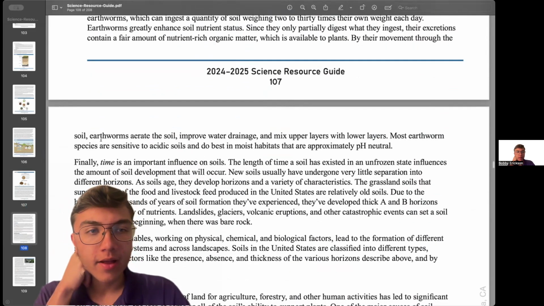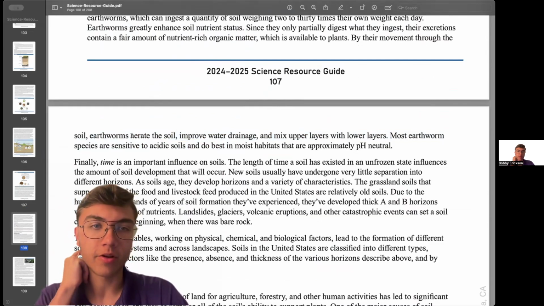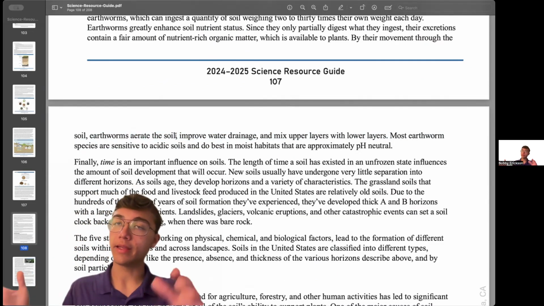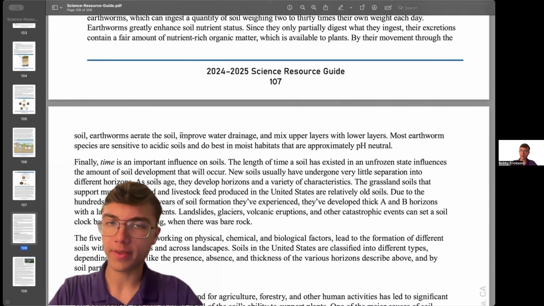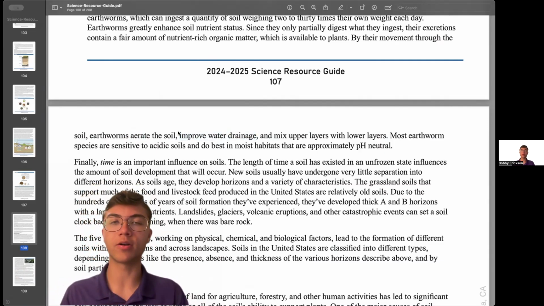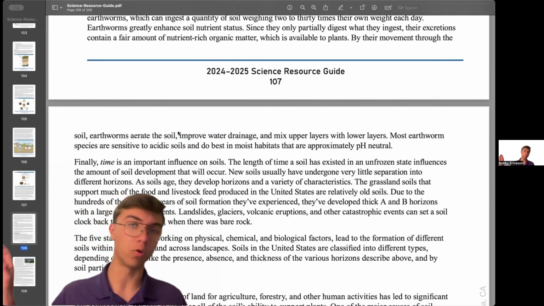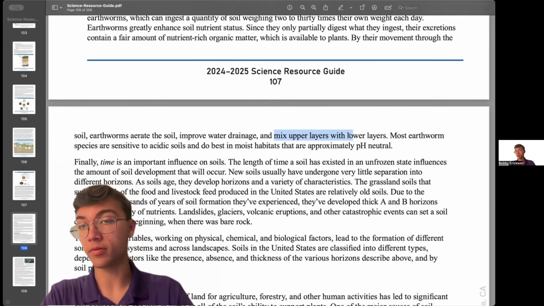Earthworms then also aerate the soil, so they make it more airy. They give it some air, give it some breathing room. Yeah, we need that breathing room in the soil. They improve water drainage, so they're allowing the water to drain easier. Now, think about it: if it's more airy, more water is going to be able to flow through it. And then it also mixes upper layers with lower layers.